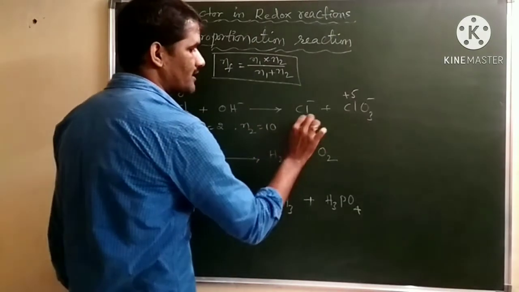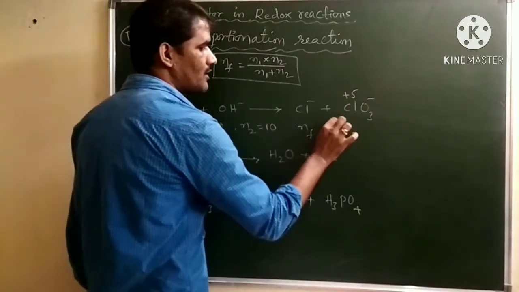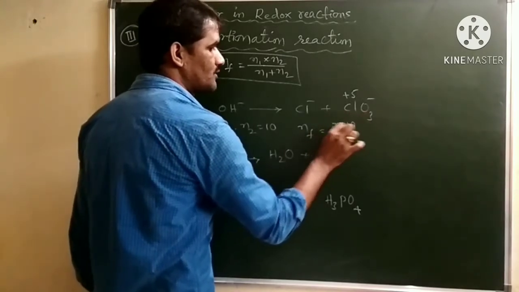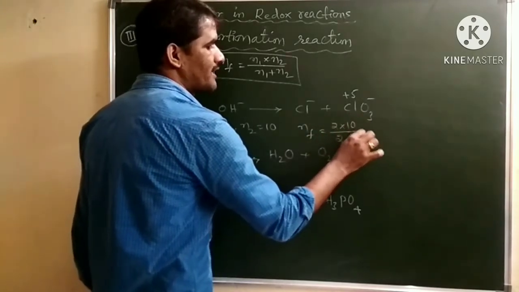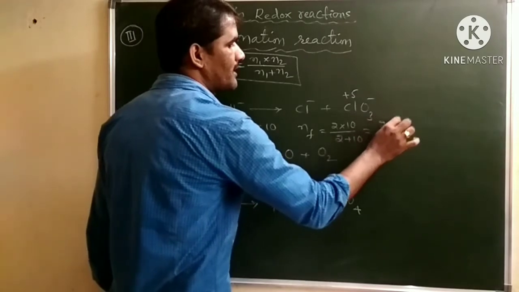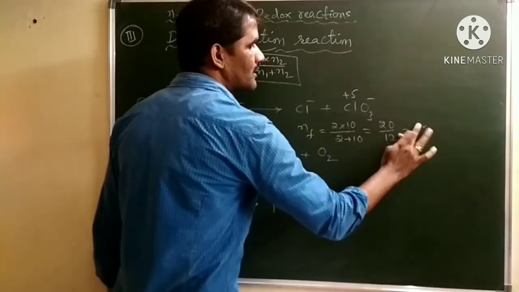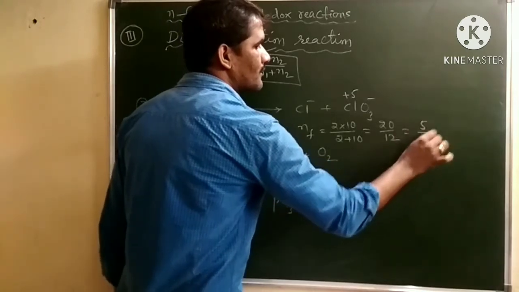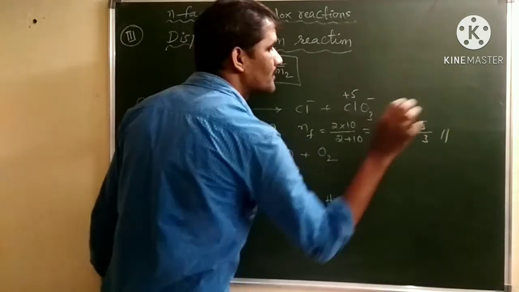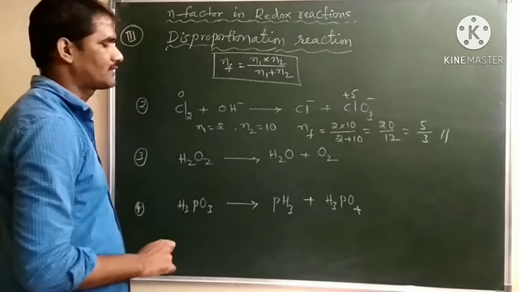Now the overall N factor is N1 into N2, 2 into 10, by N1 plus N2, 2 plus 10. So 20 by 12, that will give 10 by 6, or else you can take 5 by 3. This is the overall N factor for chlorine.